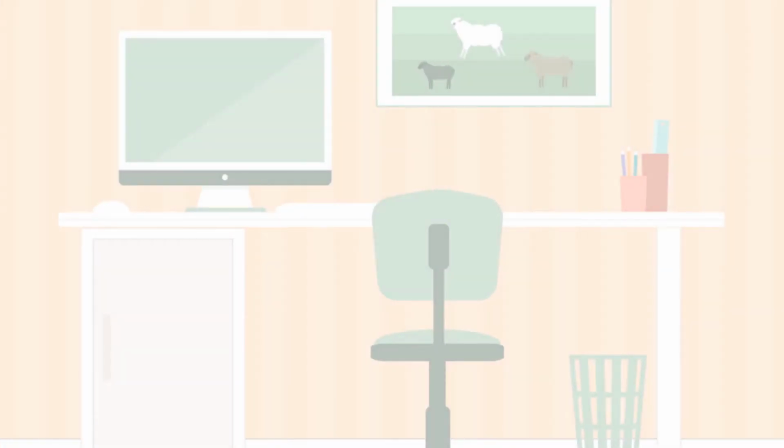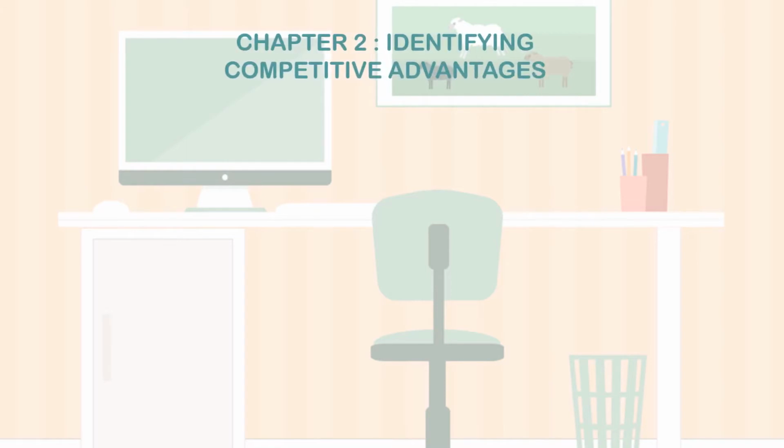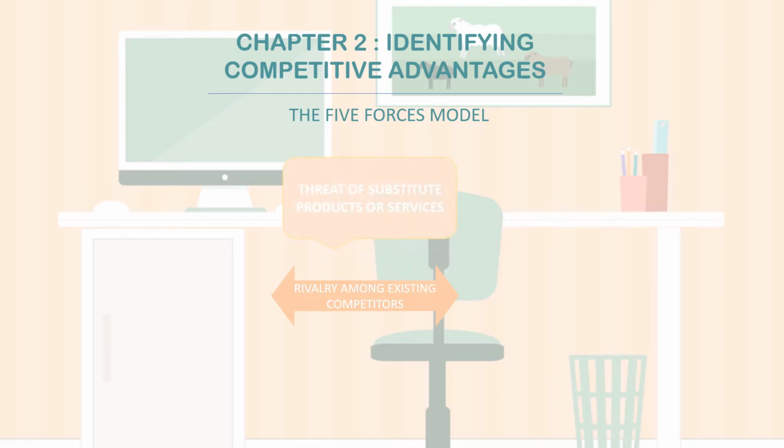Hello everyone, welcome back. In this slide, I'll be talking about Chapter 2, which is identifying competitive advantage. In this topic, I'll be talking about the five forces model, which, as you can see there, are rivalry among existing competitors, threat of substitute products or services, buyer power, threat of new entrants, and the last is supplier power.